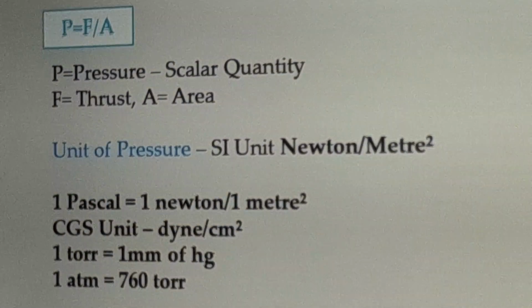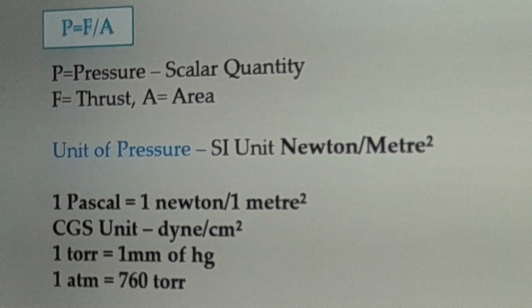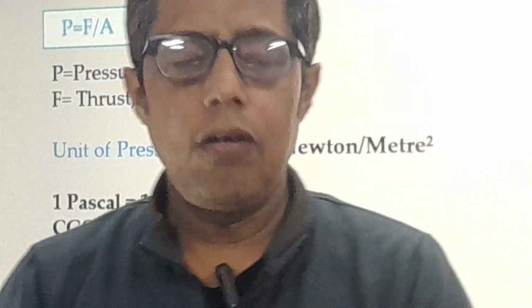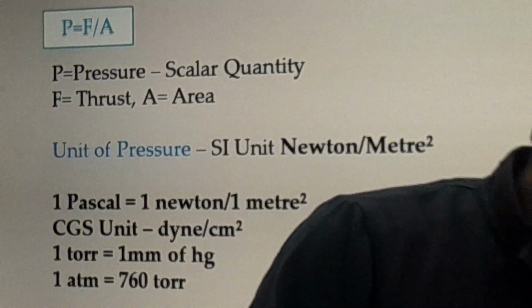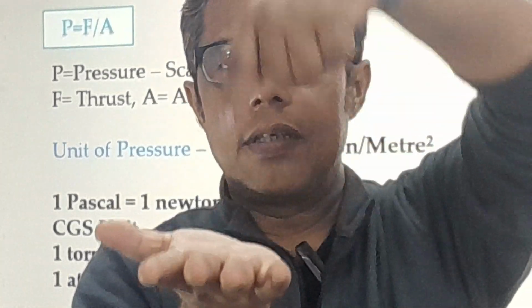Let me take a weight here. Let's say this weight is acting vertically downward. So this object is giving a force on the surface. So a force acting on a surface in the vertical direction, maybe downward, maybe upward, right? So force acting vertically on the surface, a perpendicular force, is called thrust.